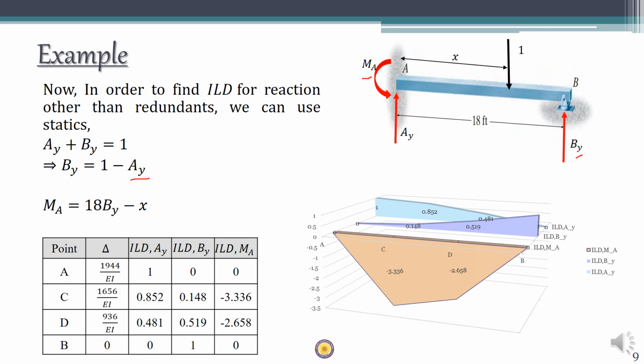Okay. The next thing you can do is find the relation of MA with the other reactions. If you write an expression for MA, it is going to be 18 into BY minus x into 1. You already know the ILD for BY, which means by putting the values of the ILD of BY in this expression, you can get the values of the ILD for MA. If you substitute these BY values in this equation, you get the ILD for MA, and if you plot that, it looks something like this.